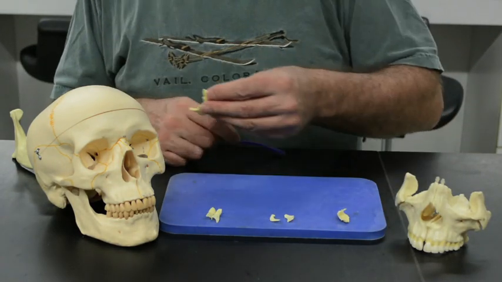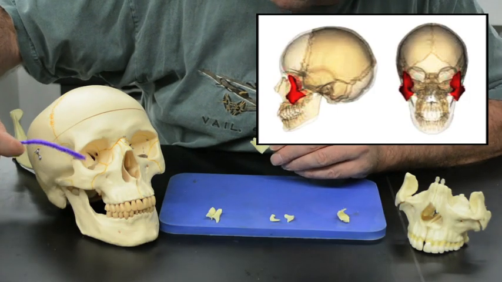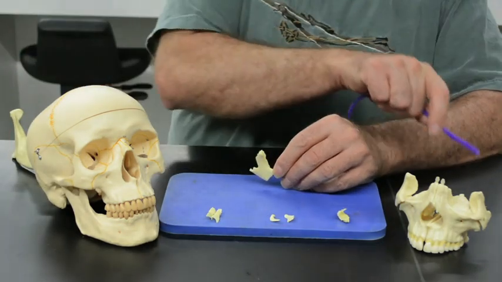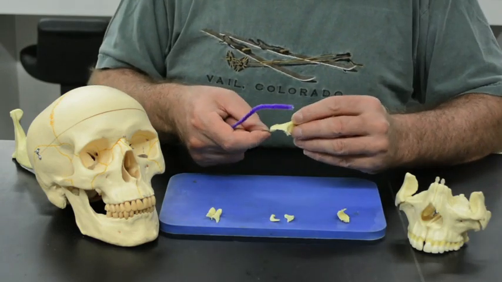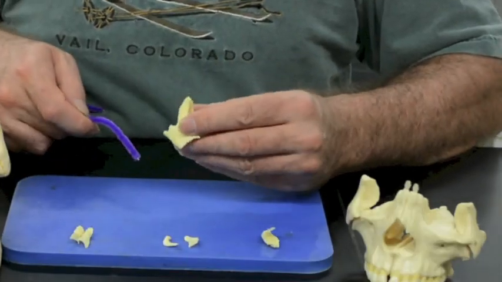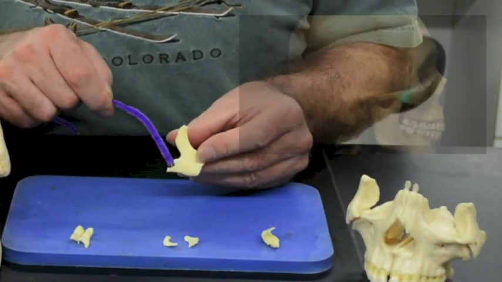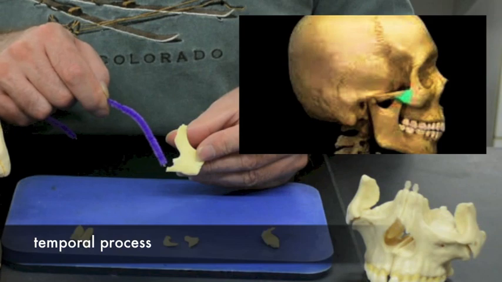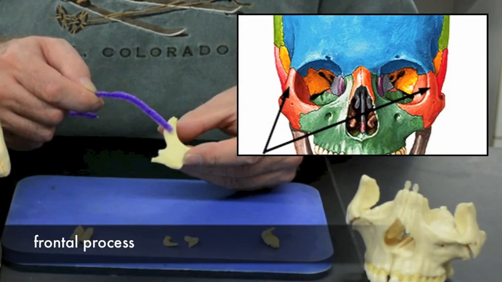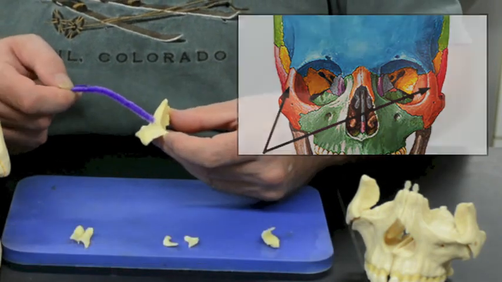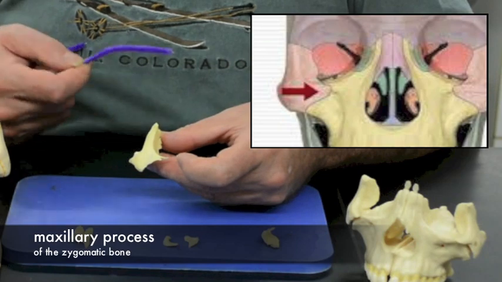Next we're going to take a look at the zygomatic bone, and we can see the zygomatic bone right here, and we can also see the zygomatic bone on this skull here. And the zygomatic bone has a few processes. This process here is called the temporal process of the zygomatic bone. This process is the frontal process of the zygomatic bone, and then this process is the maxillar process of the zygomatic bone.